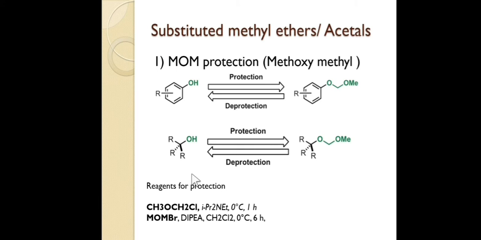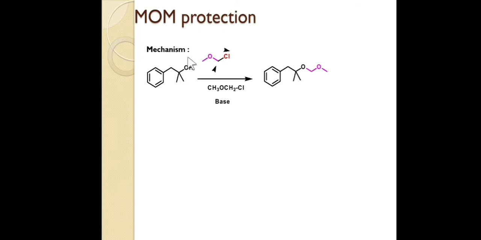The reagent used for the protection of alcohols with MOM is methoxymethyl chloride, abbreviated as MOM chloride, in presence of an organic base, in this case diisopropylethylamine. Also we can use MOM bromide in presence of base to protect alcohols or phenols. So friends, how does the protection happen? You can see the OH group attacks the carbon which is attached to the chlorine, and chlorine departs as a leaving group. This is how this pink part is attached to the oxygen of the OH group. This is called methoxymethyl or MOM protection.